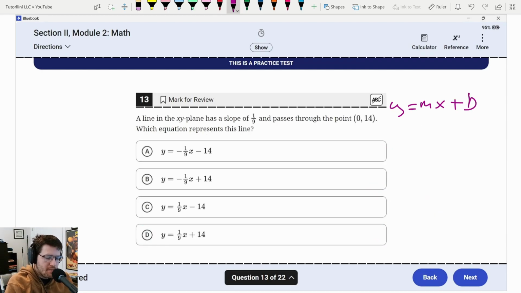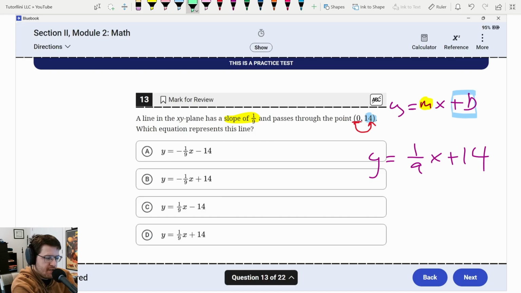Okay, question 13. Whenever you have a line in slope-intercept form, y equals mx plus b, m is the slope and b is the y-intercept. They tell me right here that the slope is 1/9, so m is 1/9. And y-intercepts always have an x of 0, so the y-coordinate that goes with an x of 0 is your b. So b is 14. I can write the equation as y equals 1/9 x plus 14, which gives us choice D.